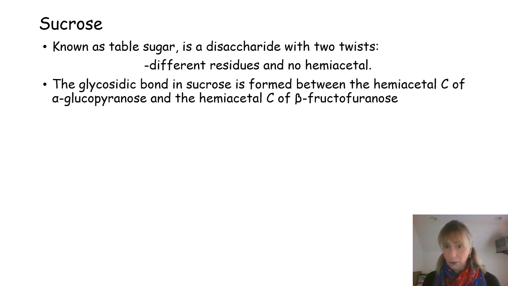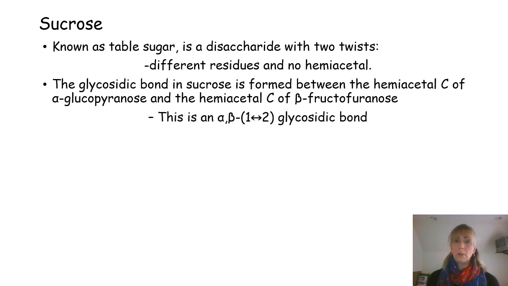Whoa, that's a mouthful. Let's look at our structures. A pyranose is a 6-membered ring with an oxygen. Glucopyranose, so that's glucose, and then fructose, but our fructose is a 5-membered ring, so that's telling us a lot about what it's going to look like. So this funky bond here is an alpha beta 1,2 glycosidic bond.